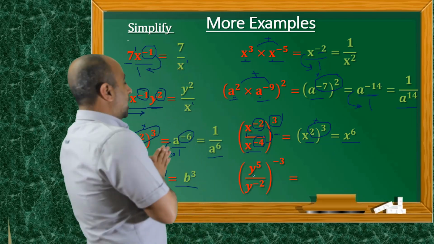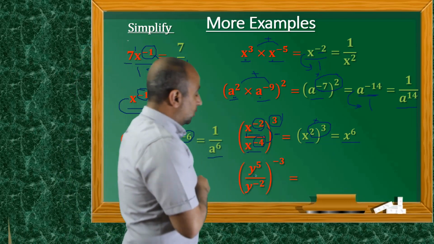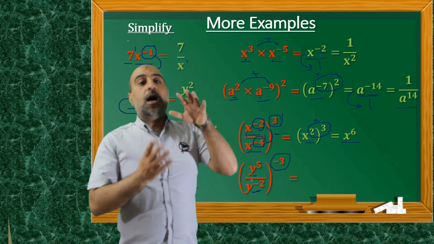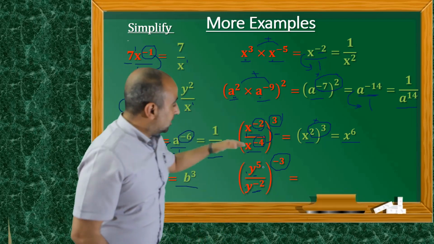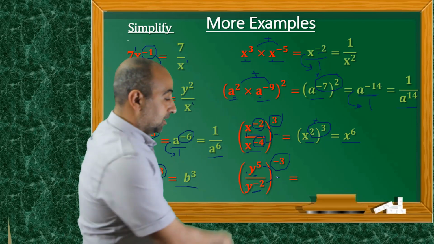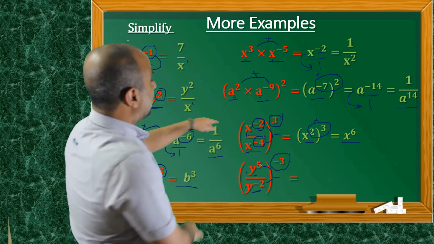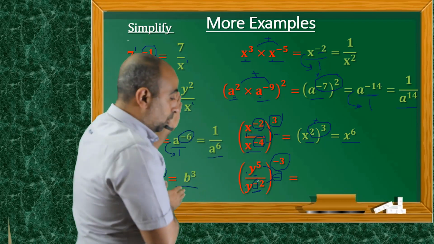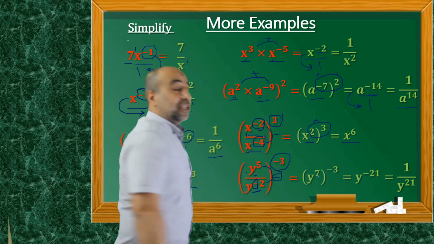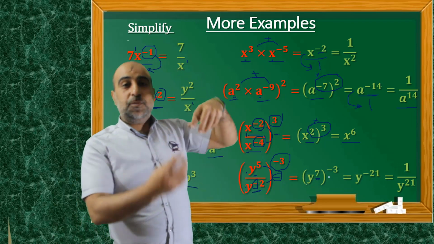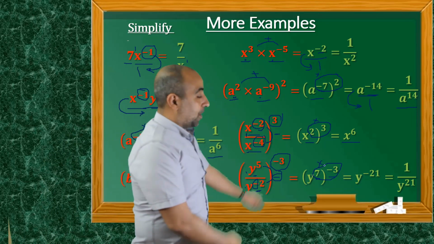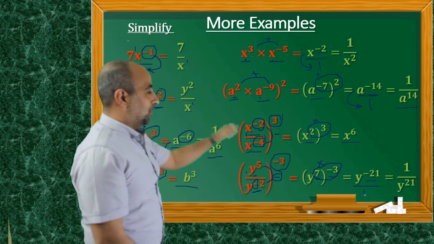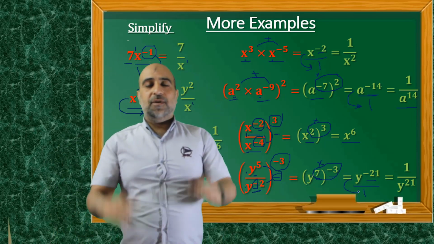The last example. y to the power of 5 over y to the power of negative 2, all to the power of negative 3. y and y, the two bases are equal. Then I will put the base, which is y, and it's a division. I will subtract the two powers. Then it will be 5 minus negative 2. 5 minus negative 2 will be 5 plus 2, which is 7. y to the power of 7, all to the power of negative 3. Power of the power, multiply the two powers. The result will be y to the power of negative 21. Then the power is negative, so put the reciprocal, it will be 1 over y to the power of 21.